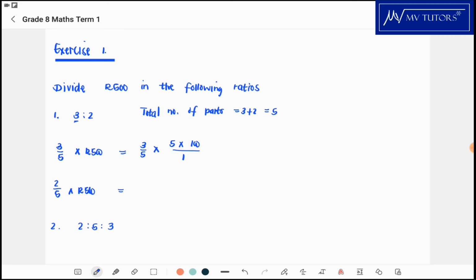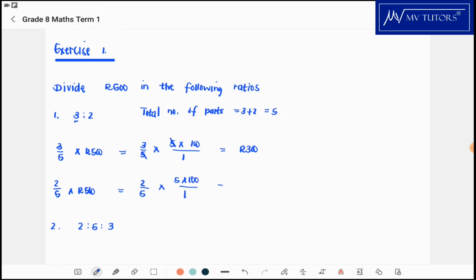So therefore, I can say 5 divided by 5, that's 1. So now I have 3 times 100 that's left, so that's 300. So I've already divided this 500 in the ratio. So I have 300, and as you probably can see that we're going to have 200 here, but let's calculate it. So we have 2 over 5, and we're going to multiply it by 500 over 1, which is just 5 times 100.